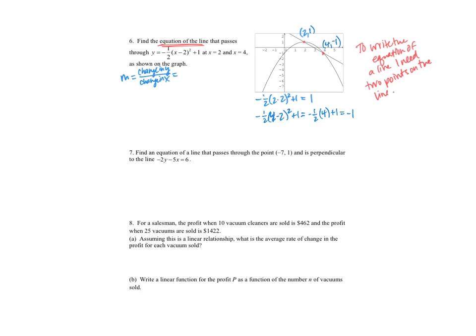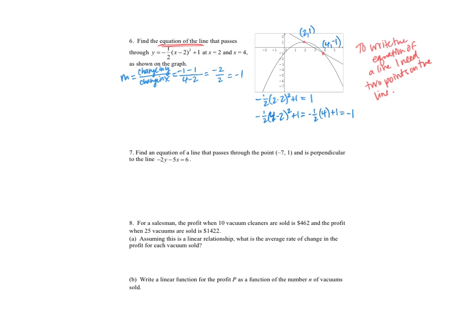All right, so those are my 2 points. So the change in y is going to be negative 1 minus 1 over 4 minus 2. So I get negative 2 over 2, so my slope is negative 1. It makes sense to have a negative slope there. If I move from left to right, my line is decreasing, so negative slope makes sense.